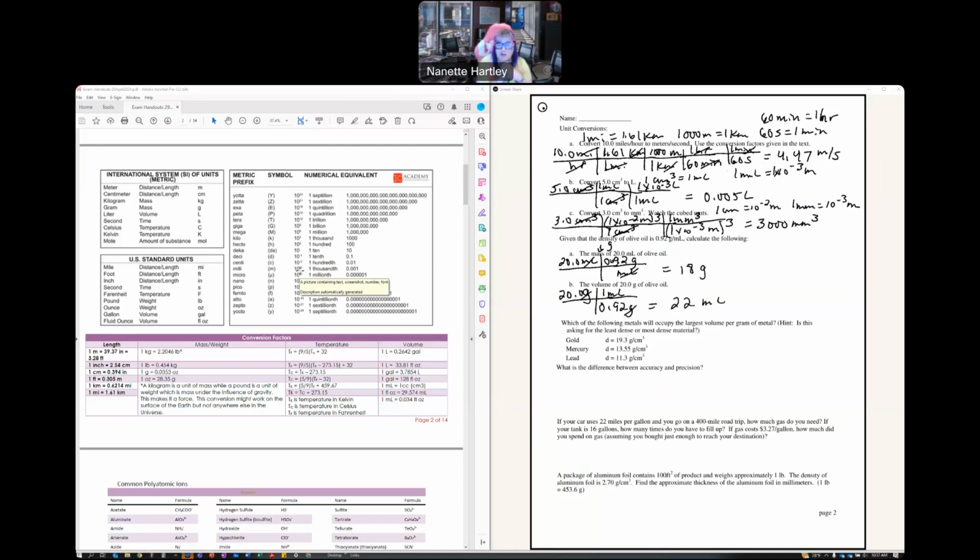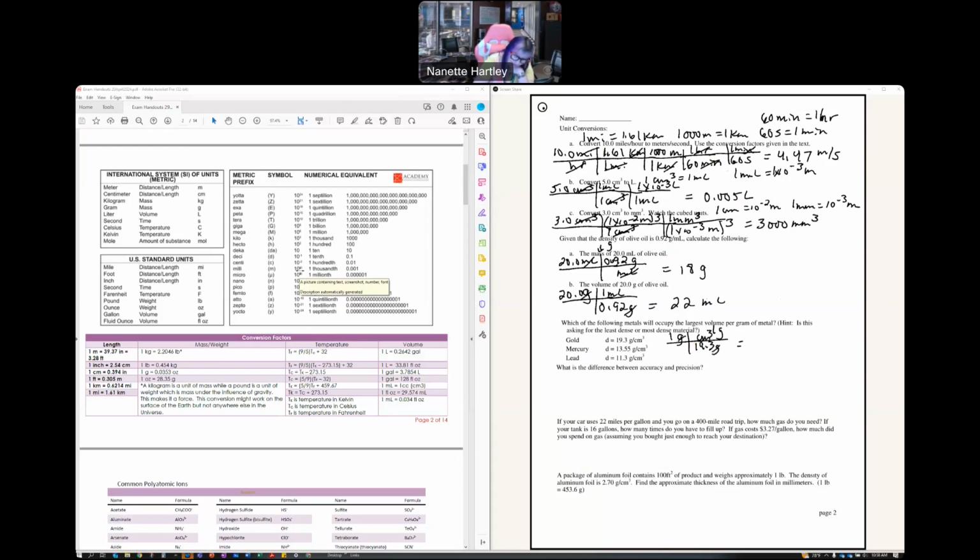Which of the following metals will occupy the largest volume per gram of metal? Hint, is this asking for the least dense or the most dense? Now that is a hint, and if that helps you, that's great. It doesn't really help me. It says, which of the following metals will occupy the largest volume per gram of metal? Okay, it says per gram. So I'm going to say, okay, if I have 1 gram of each material, I take that 1 gram and I divide it by the density that I'm given, 19.3 grams per centimeter cubed.